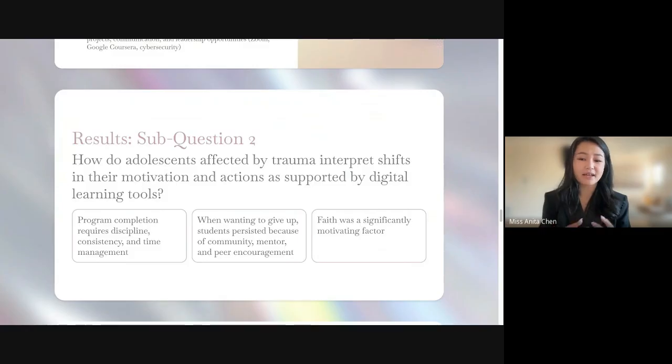Faith was also highlighted as a significantly motivating factor. We had students say things like, I made a promise to God that I would finish this course and I wanted to keep my promise to him. And so you see this beautiful blend of encouragement, whether it's coming from themselves or from others or even from a divine source, that help these students to overcome these challenges and actually complete their program.